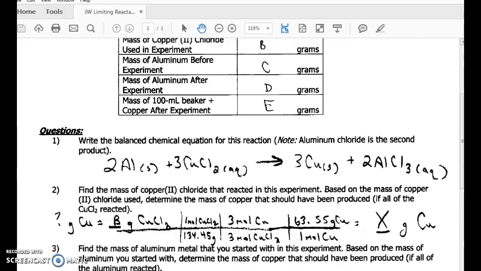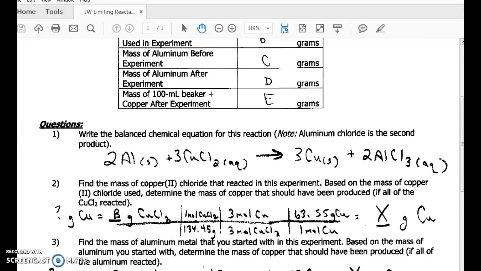So in this case, every time 3 moles of copper 2 chloride are used up, I'm going to form 3 moles of copper. And then finally, once I have moles of copper, I can get to grams of copper using the molar mass of copper. So this is 3 legs of a journey on the map of mole land, so I need 3 fractions to multiply by. So I've just given that answer a letter also, X grams of copper.